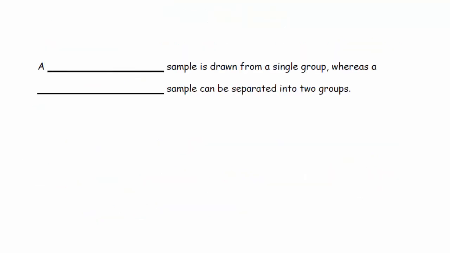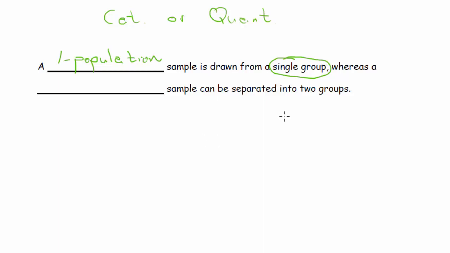Our last classification could be either categorical or quantitative, so this would apply to both. This is whether we have one population or two populations. If we have a single group, this is going to be a one population sample, whereas if we have two groups, this is going to be a two population sample.